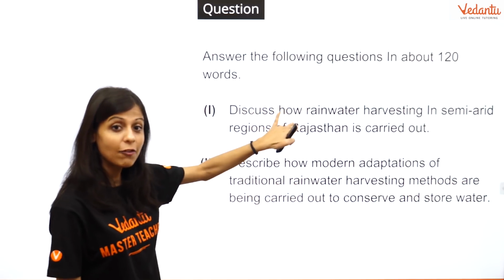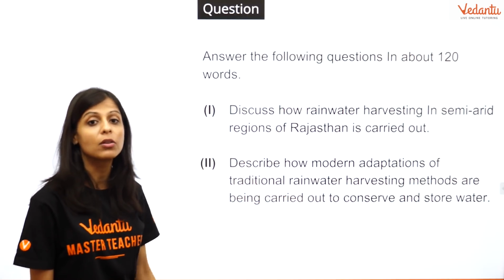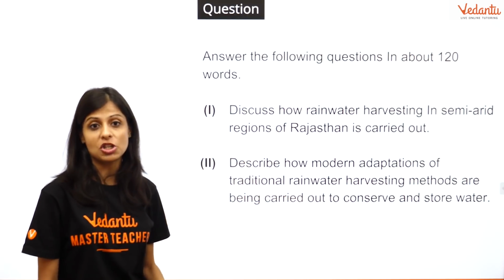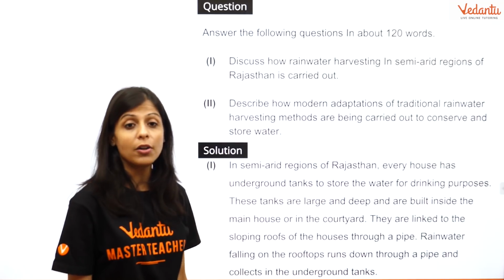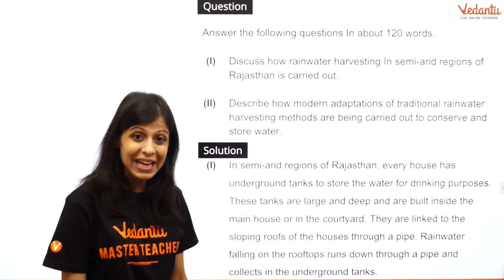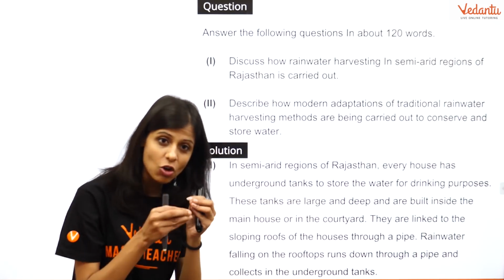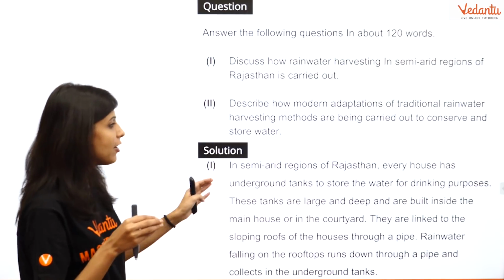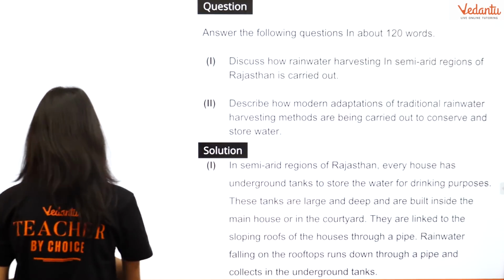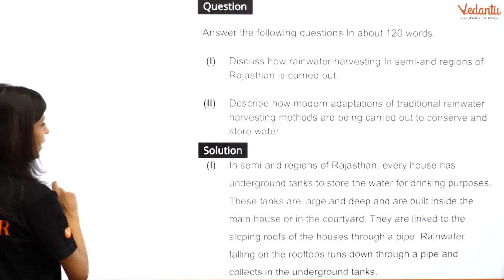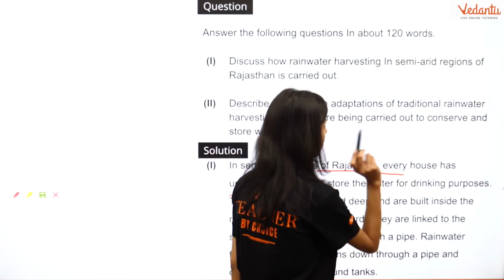So in this part they want you to talk about Rajasthan, whereas in this part they want to talk about the modern adaptations that we are coming out with in order to work on rainwater harvesting. Yes, I am talking about that Jaisalmer component that we just talked about. So in semi-arid regions of Rajasthan, I'll tell you what the context is all about. You have to make a note that you underline these underground tanks and you're talking about Rajasthan.